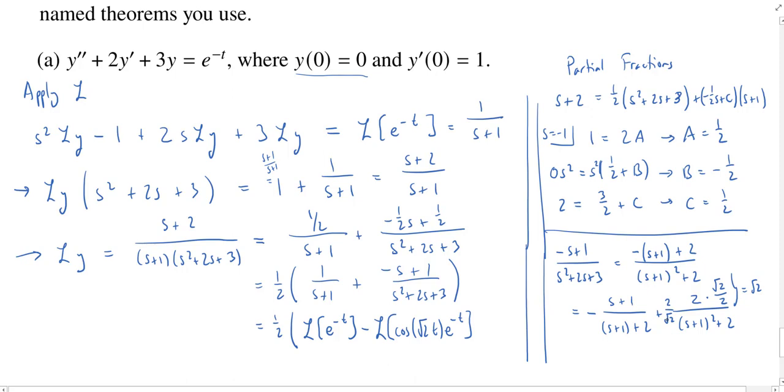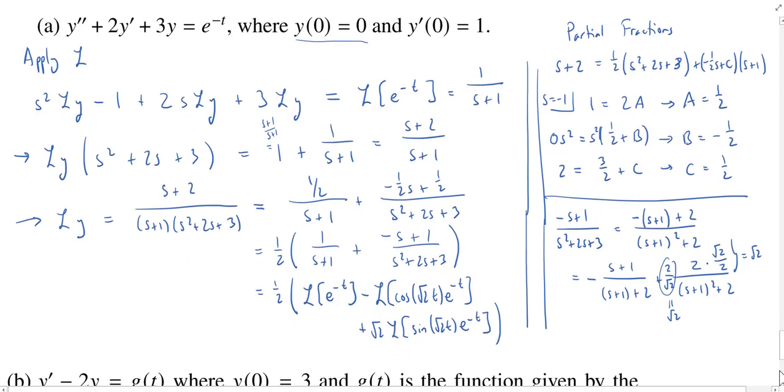So what am I left with? I have now a plus. Okay, again, this is equal to the square root of 2. So I have root 2 times the Laplace transform of the sine of root 2t, and again, shifted by 1, so I'll use an e to the negative t. Okay, and so now we've been able to break our L of y up completely.